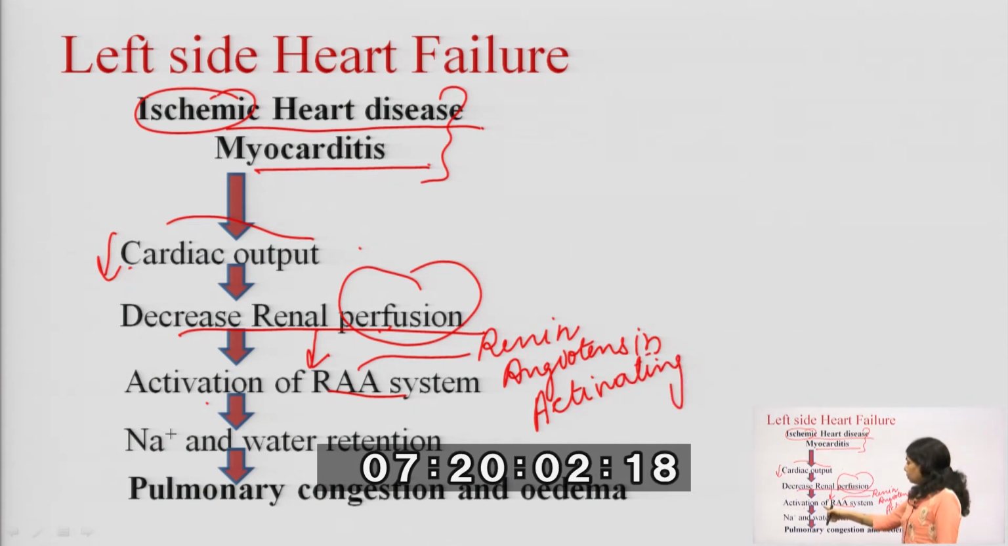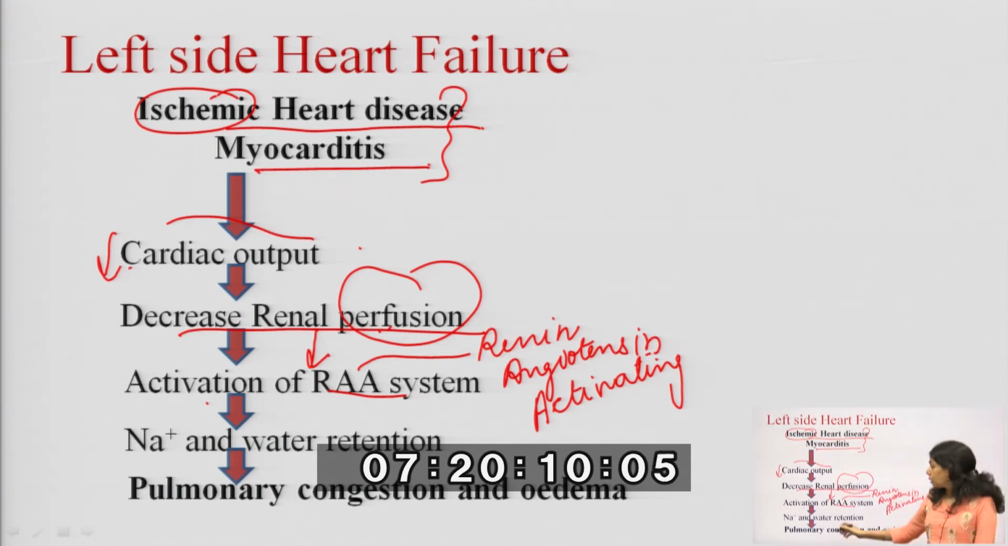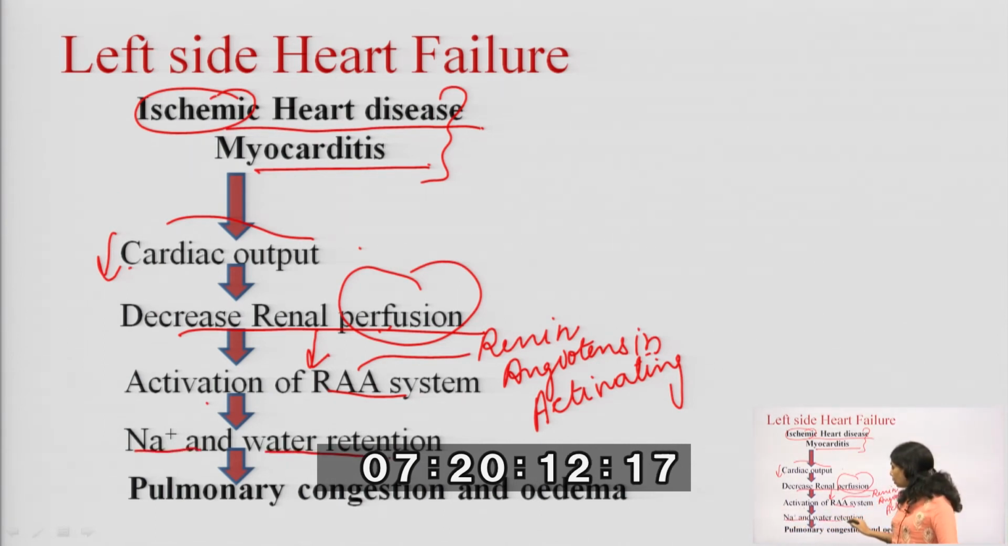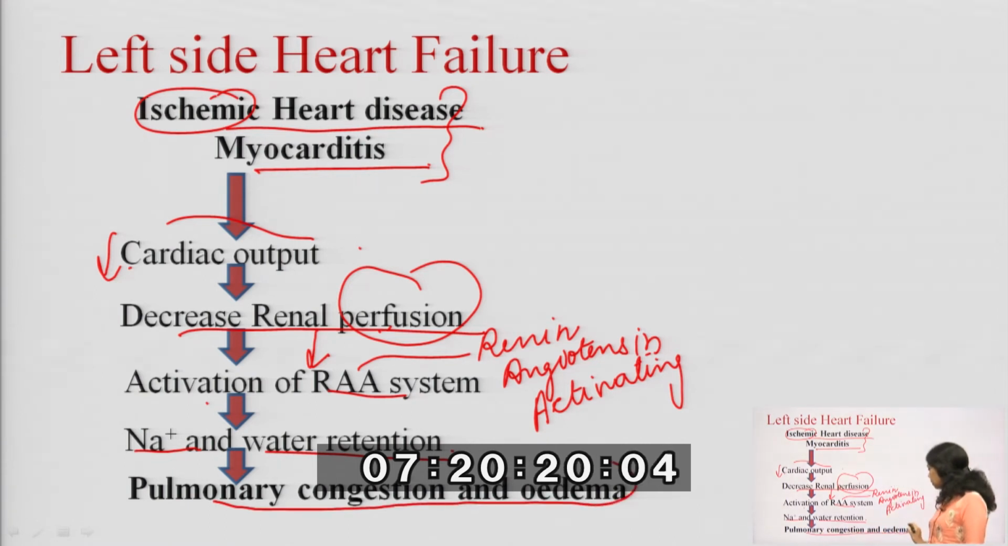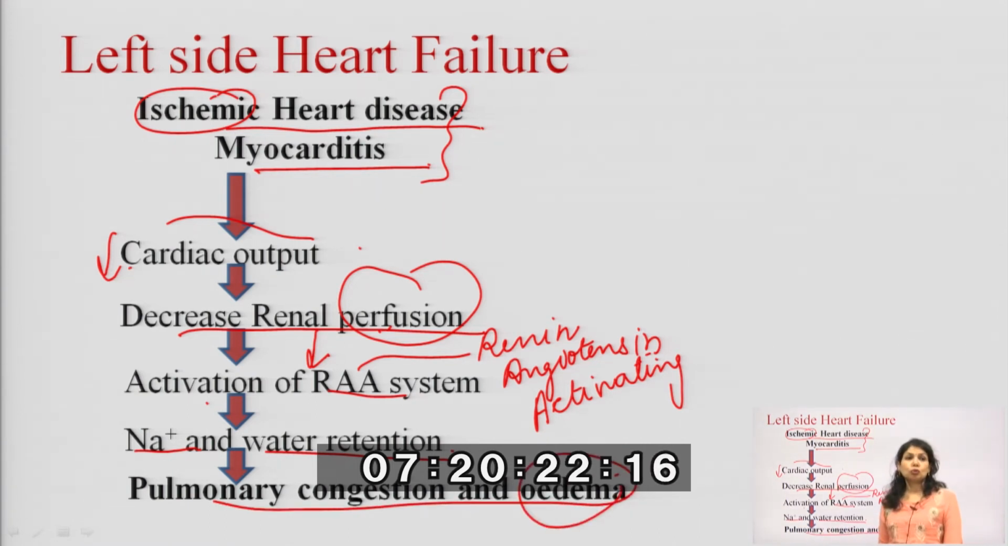Okay. Now, when the renin angiotensin activating system is activated, what will happen? It will cause sodium and water retention. When sodium and water retention are there, ultimately it will lead to pulmonary congestion and edema. So, in left side heart failure, due to these diseases, the cardiac output decreases, there is activation of the renin angiotensin system, ultimately leading to sodium and water retention and finally causing edema.